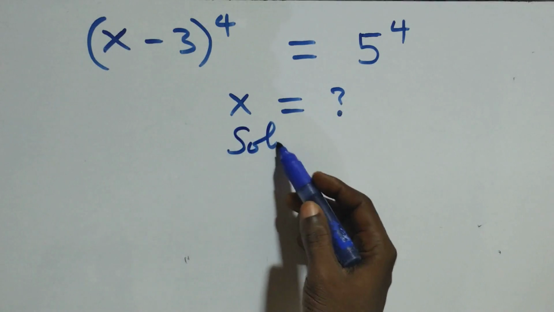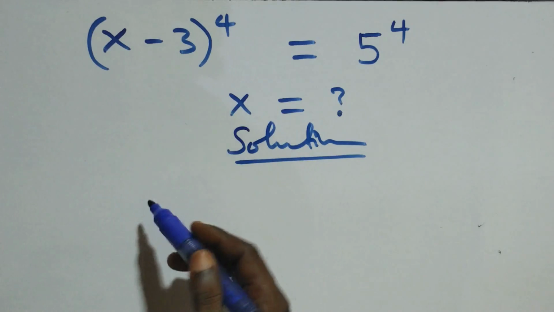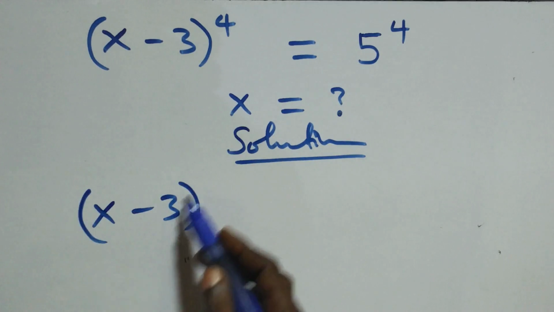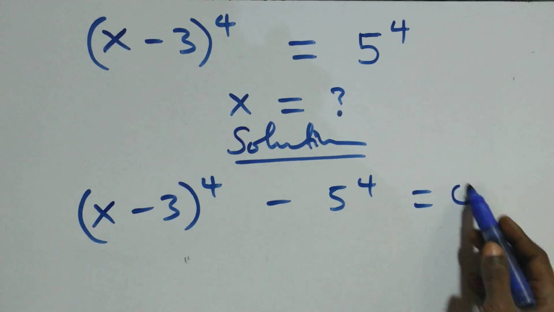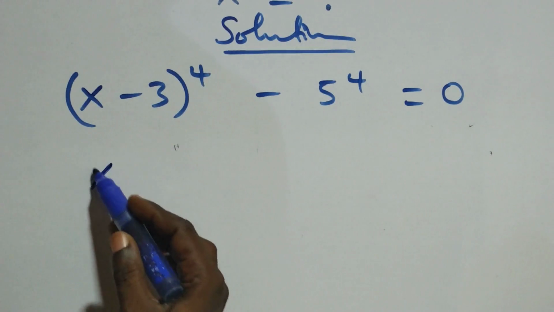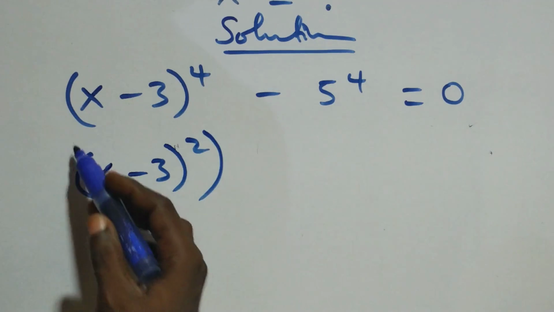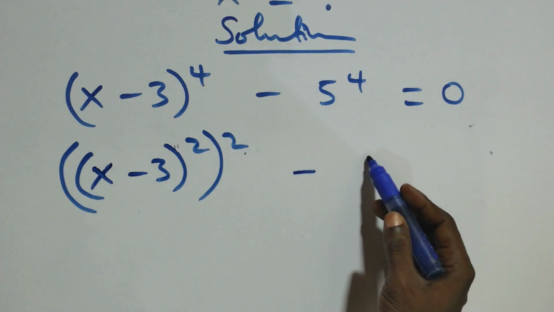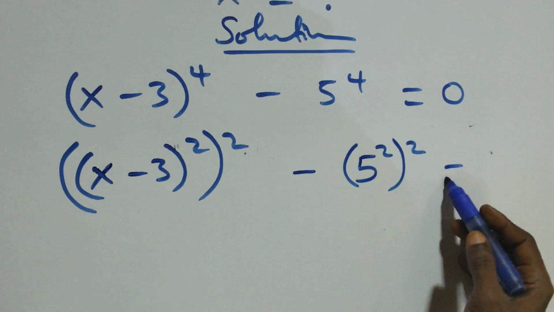Solution from here. And what we have here, we take 5 raised to power 4 to the left hand side. And this becomes (x minus 3) raised to power 4 minus 5 raised to power 4 equals to 0 on this side. The next step, we can write this as (x minus 3 raised to power 2) then all raised to power 2 again, as 2 times 2 again was 4. Then minus, also here we have 5 raised to power 2, then all raised to power 2, then equals to 0 here.